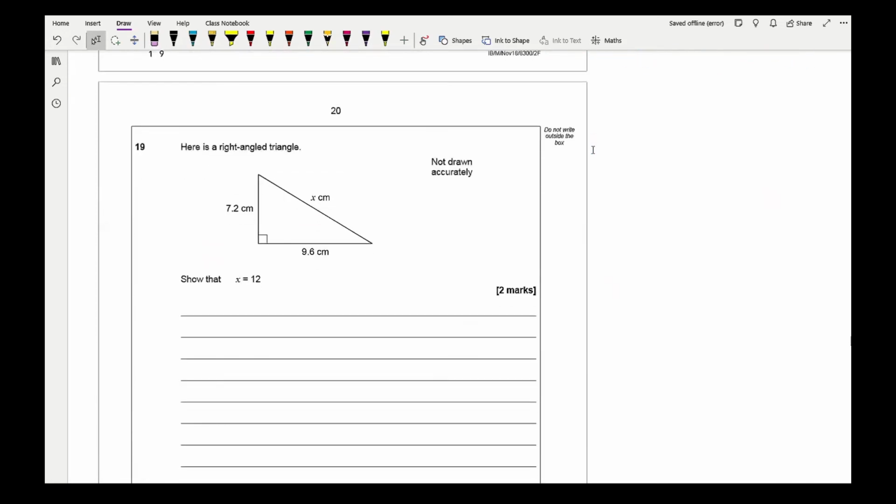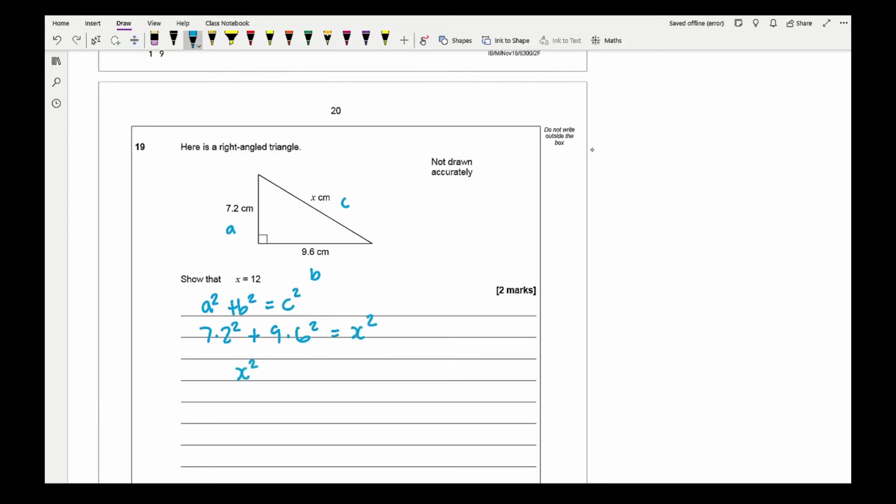So moving on to question 19, you can see it's a right angle triangle. Show that x equals 12. Now this is a Pythagoras theorem question. So first things first, we're going to label our triangle ABC, in which we've got a squared plus b squared equals c squared. So here we've got 7.2 squared plus 9.6 squared equals x squared.